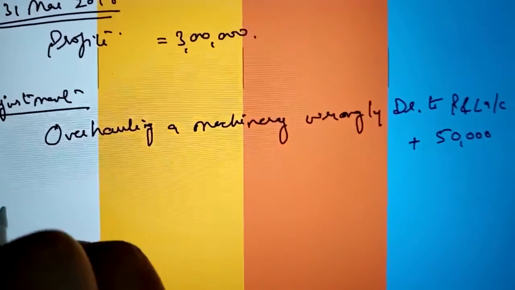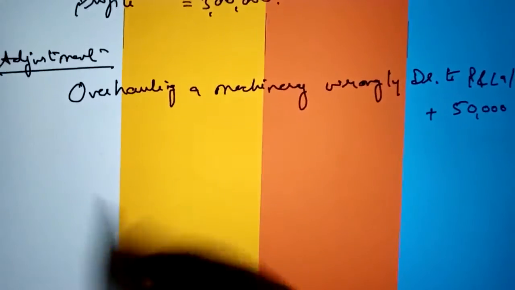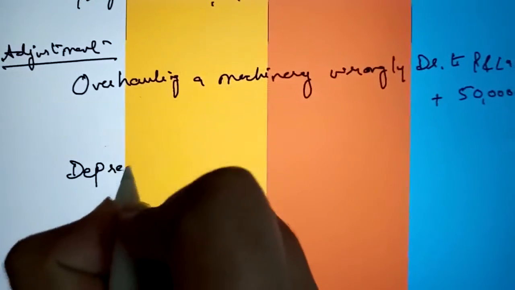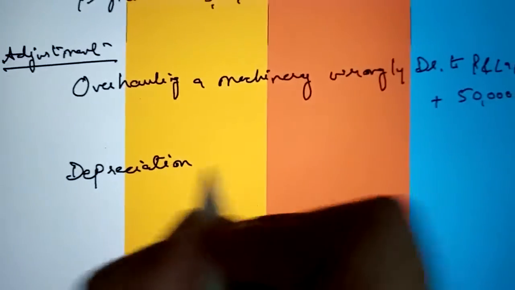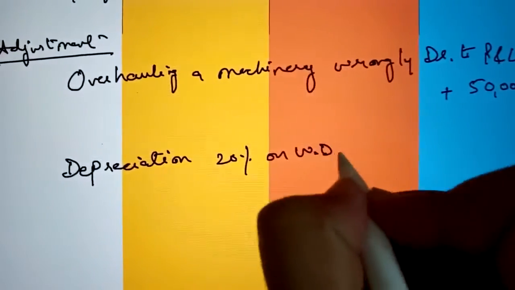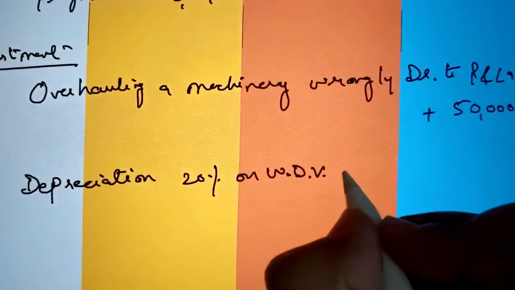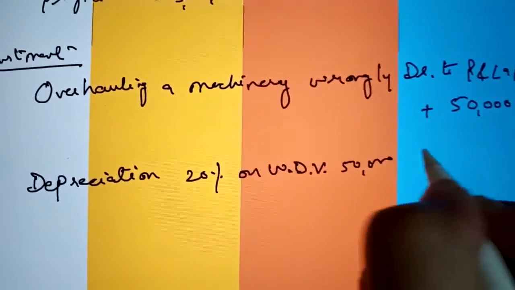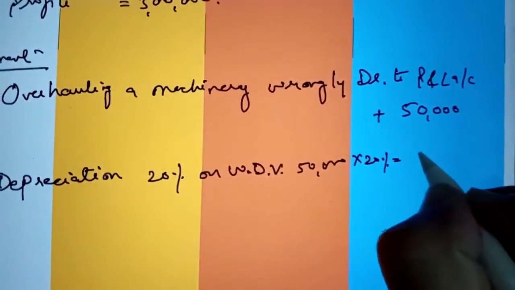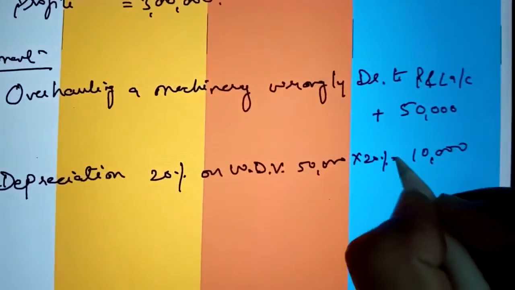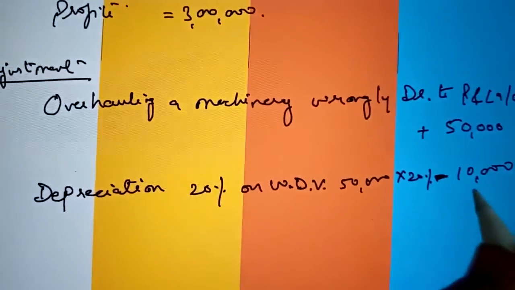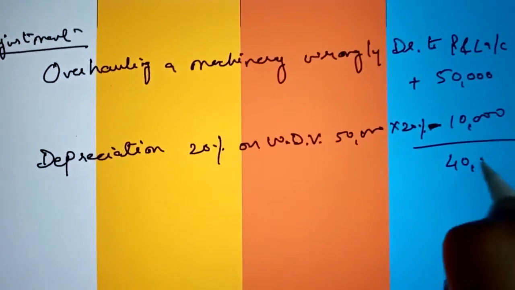And depreciation should also be charged here. Depreciation should be charged 20% on written down value method. So depreciation is 50,000 multiplied by 20%, which is equal to 10,000. So it should be deducted. Depreciation should be deducted, and it comes 40,000.